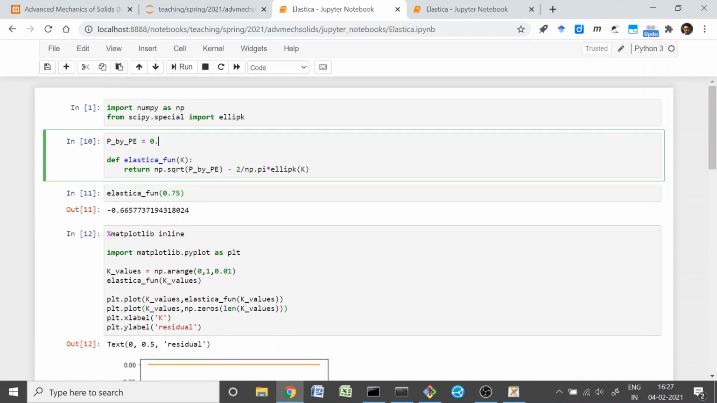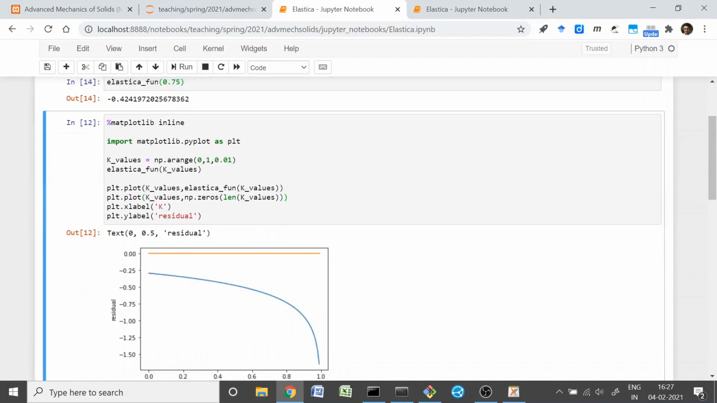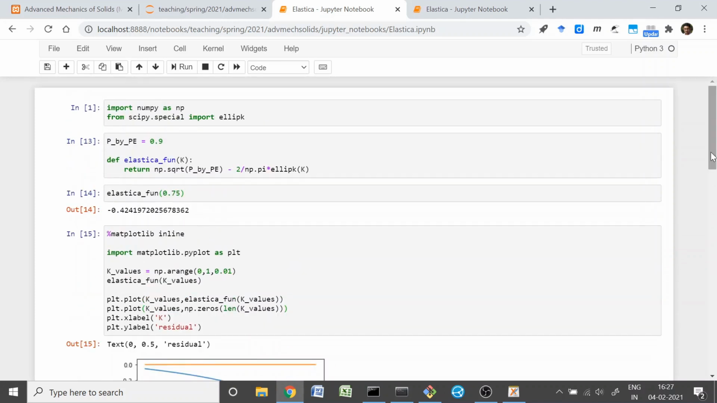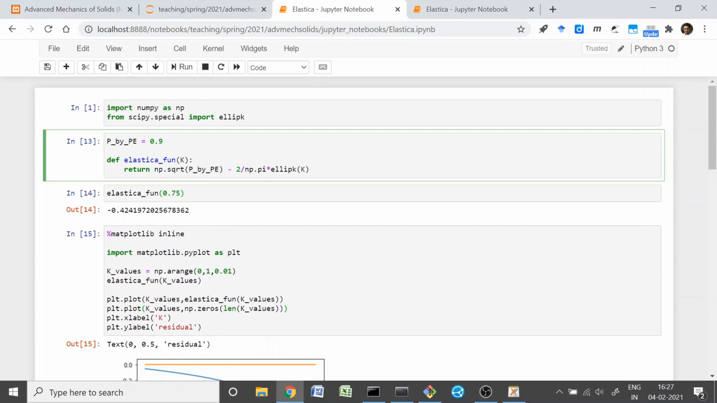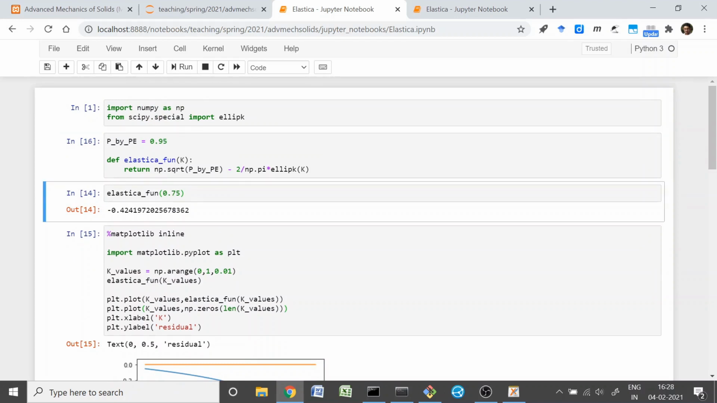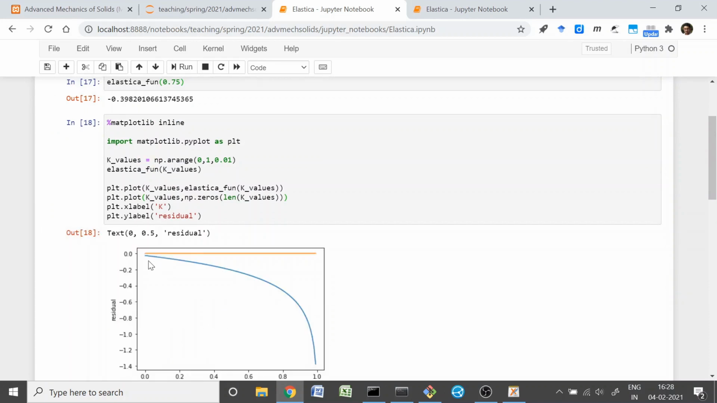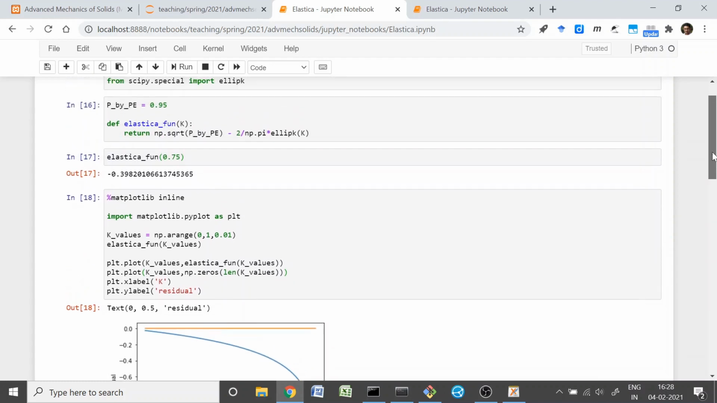Next, suppose we increase the value to, let's say, 0.9. What happens then? You see, it is almost touching this, but not quite. We still don't have a solution. So P by P Euler equal to 0.9 doesn't give us anything either. What about 0.95? It's quite fun to actually do this. See, it's quite close, but no, it's still not touching it, still not crossing it.